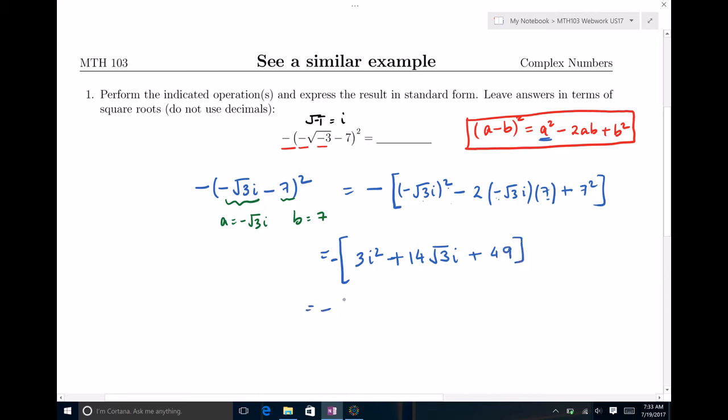Now there's one more thing I can simplify in this problem. i squared is negative 1, so that's 3 times negative 1 is negative 3, plus 14 square root of 3 times i plus 49. Once again, that's because the square root of negative 1 is equal to i. This tells me that the negative of, we simplify 49 minus 3, and that's 46, plus 14 square root of 3 times i.